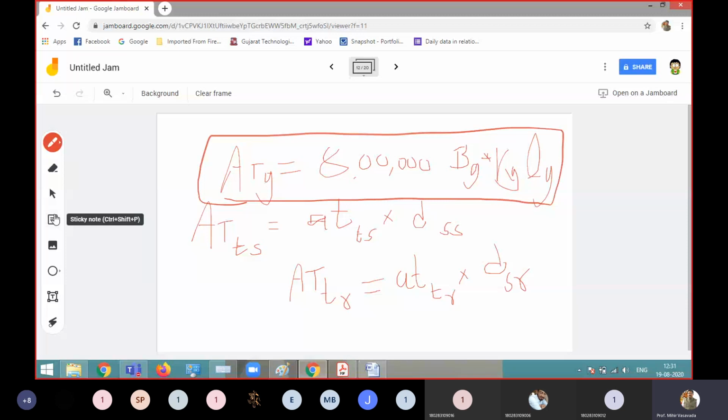ATG is 8 into 10 raised to 5 BG kg LG. Here BG you have to use is BG60. Right. And then calculate the ATG. Clear? So everyone write down this equation and find out the ATG. This will be the air MMF required to establish the flux in the air gap. And then write the answer.